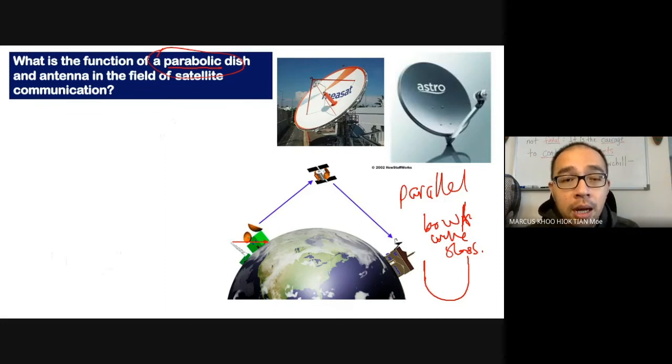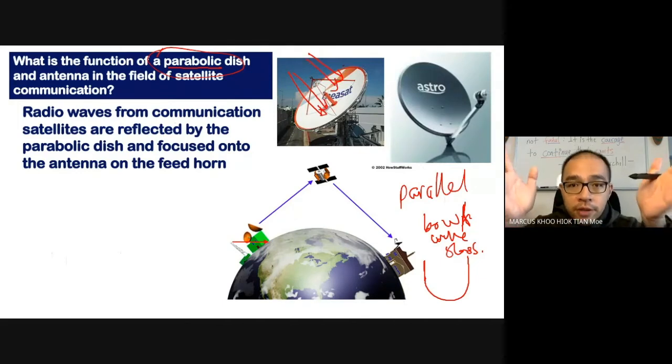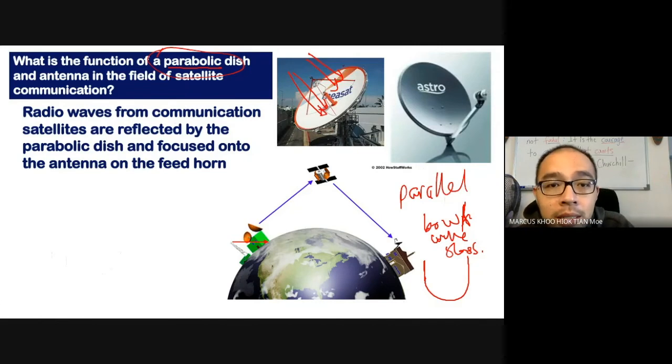And parabolic dishes like this one, your Astro antenna, use reflection in satellite communication. Radio waves from communication satellites are reflected by the parabolic dish and are focused to the antenna of the feed horn. So you have all these signals coming over here, and because of the shape of the parabola, it's all going to be reflected onto this receiver.